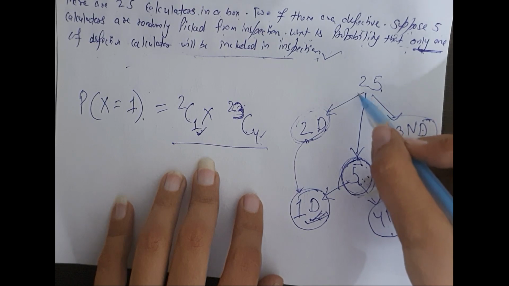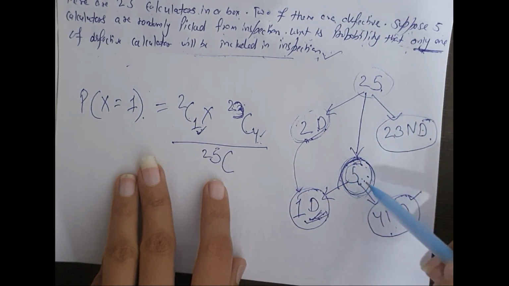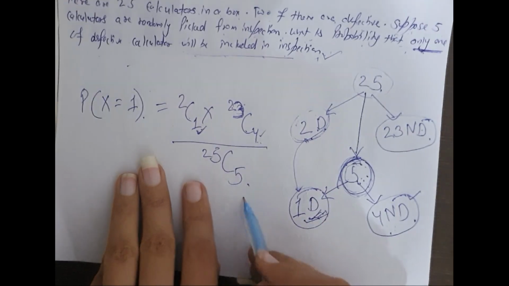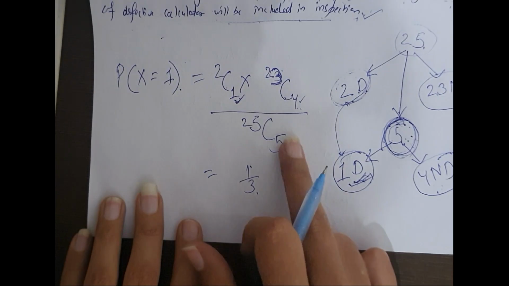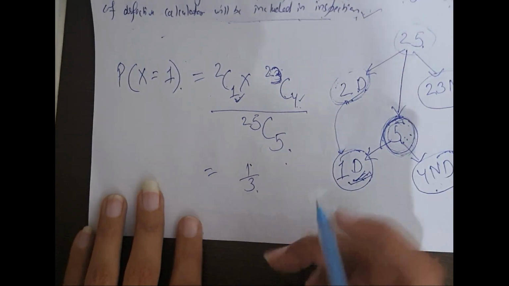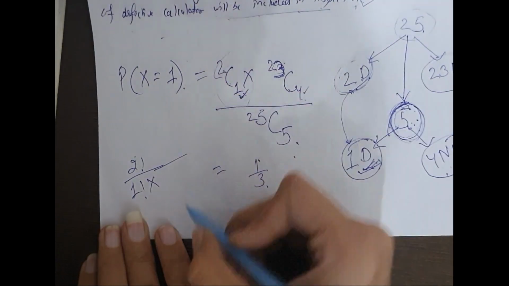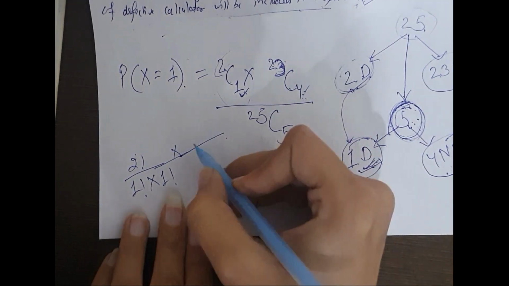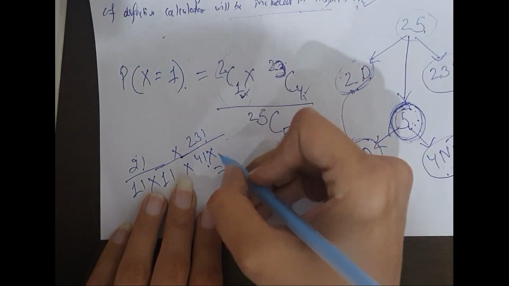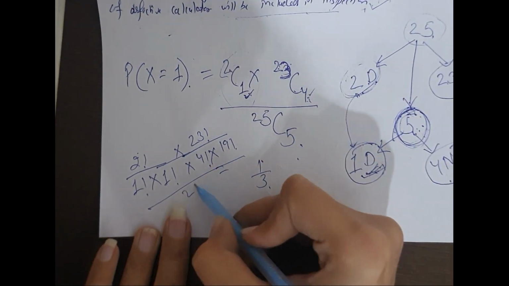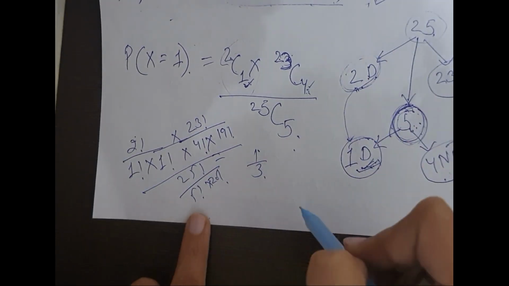How many total are there? 25. And how many we are choosing from 25? That is 5, that is 25C5. Now solve it and answer will come out to be 1/3. I told you how to solve combination: 2 factorial upon 2 minus 1, that is 1 factorial, into 23 factorial, into 4 factorial, 23 minus 4, that is 19 factorial, upon 25 factorial into 5 factorial into 20 factorial. Solve it and you will get your answer.